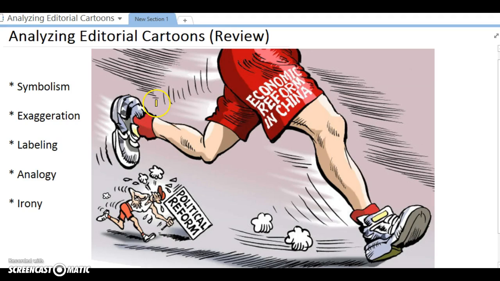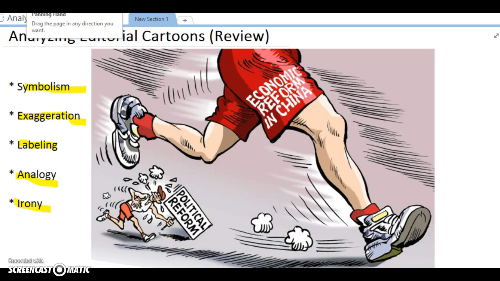Finally, I'd like to review with you the elements or techniques a cartoonist might use in making an editorial cartoon. Please remember that a cartoonist might use all 5 elements or techniques, and they are symbolism, exaggeration, labeling, analogy, and irony. However, a cartoonist might use 3 of them, 4 of them, or just 2 of them in expressing his or her opinion about a certain topic.